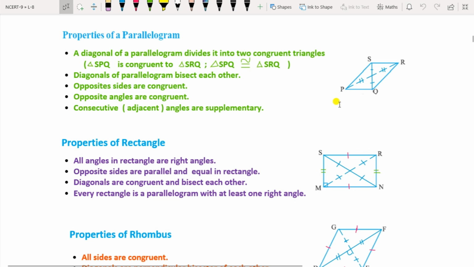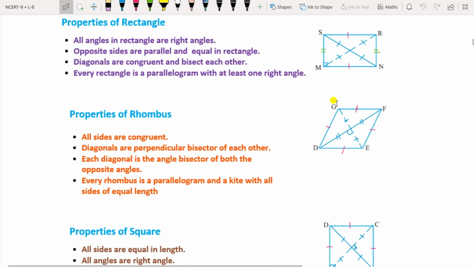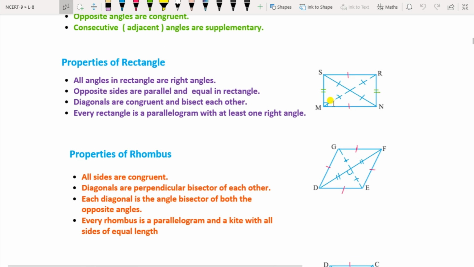Okay. Second quadrilateral is the rectangle. Its properties are: all the angles of a rectangle are equal to 90 degrees. Opposite sides are parallel and they are equal in length also. Diagonals are of equal length, that is, congruent, and bisect each other. And every rectangle is a parallelogram with at least one angle of 90 degrees. So a rectangle is a form of a parallelogram.